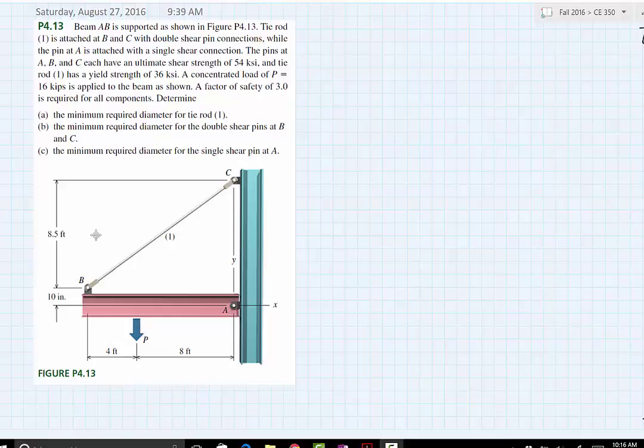So we need to find the minimum diameter for the tie rod, the double shear pins at B and C, and the minimum diameter for the single shear pin at A. So first thing that I'll do is draw a free body diagram. So we have the beam AB with a load here, P, that is acting 4 feet from that side and 8 feet from this side.